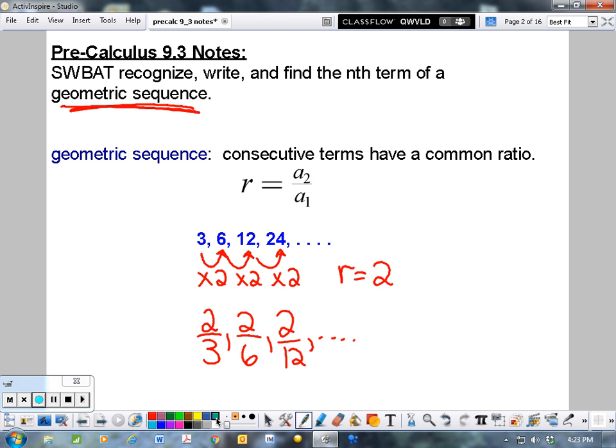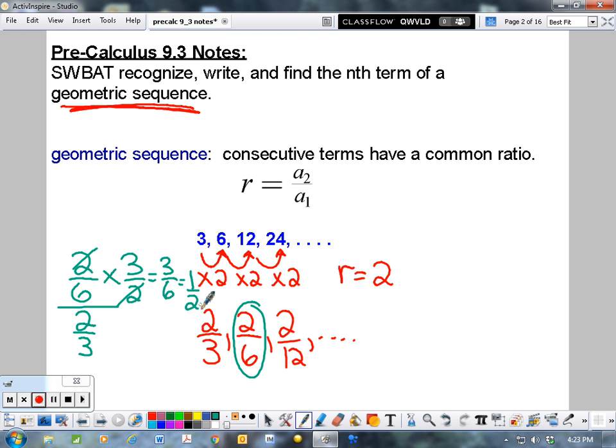Then what you can do is you can take any term, so let's say this one, 2/6, and you could divide by the previous term. So I would divide by 2/3. Which really means I'm going to take that 2/6 and I'm going to times by the reciprocal 3/2. And so that allows me to have a 3/6, which means that my common ratio is 1/2. And so that's just something we can use to help us figure out what r is, in case we can't tell just by looking at it.